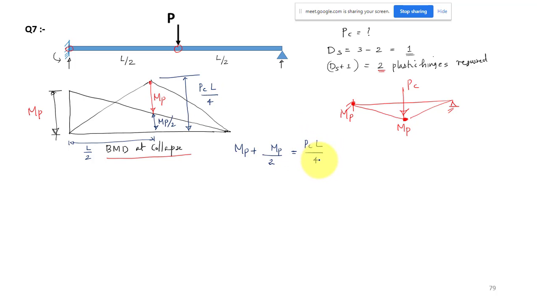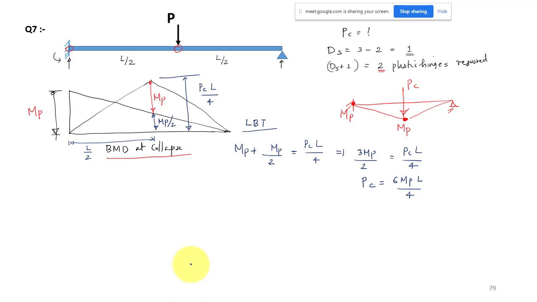So we are applying the lower bound theorem. This implies 3 times MP by 2 is equal to PcL by 4. So we can find your collapse load Pc, that is equal to 4 into 3, 12 by 2, 6 times MP by L. So Pc is 6 MP by L. That is our collapse load.